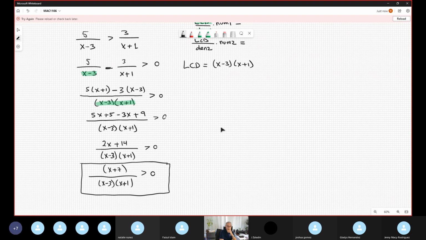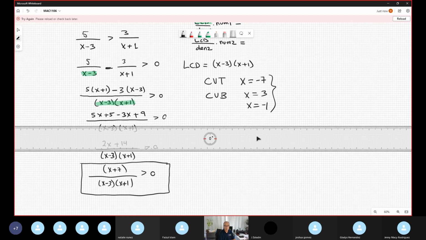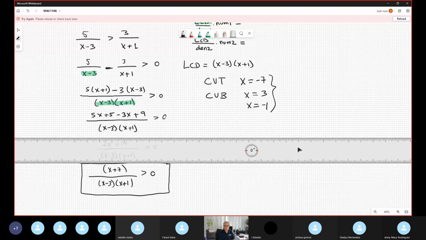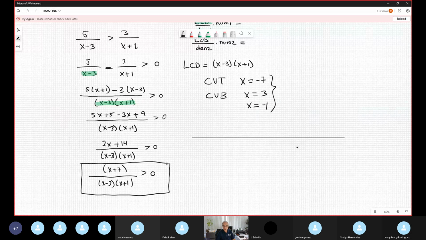Okay, now let's compute the critical values. The critical value in the top is negative 7. And the critical values in the bottom are 3 and negative 1. And these 3 critical values are used to make a partition of the graphic part. Okay, infinity positive, infinity negative.